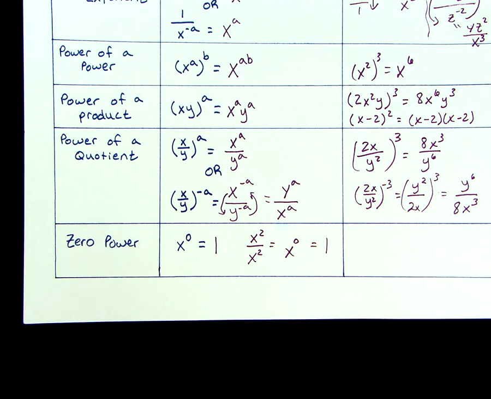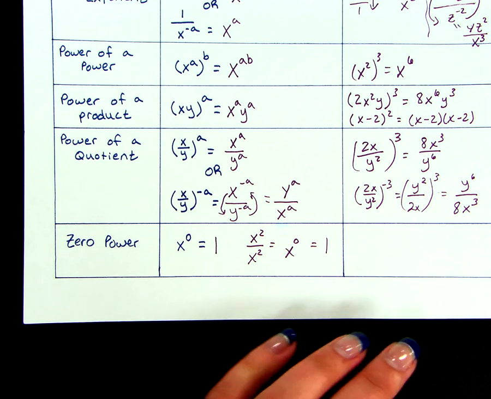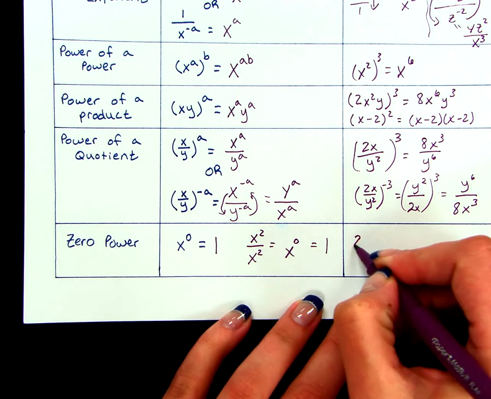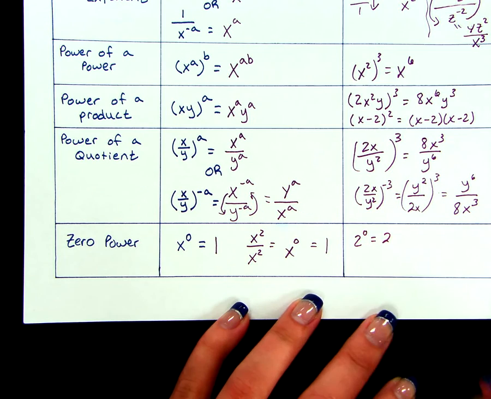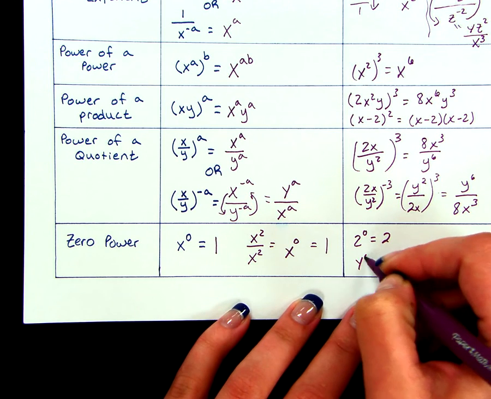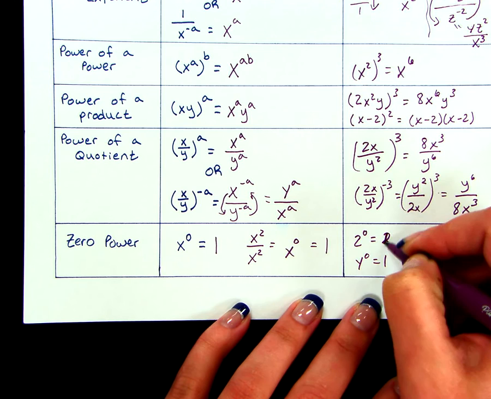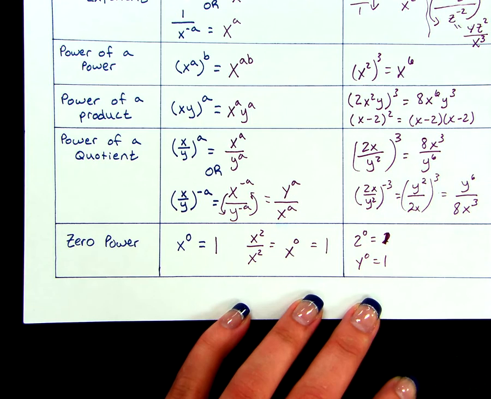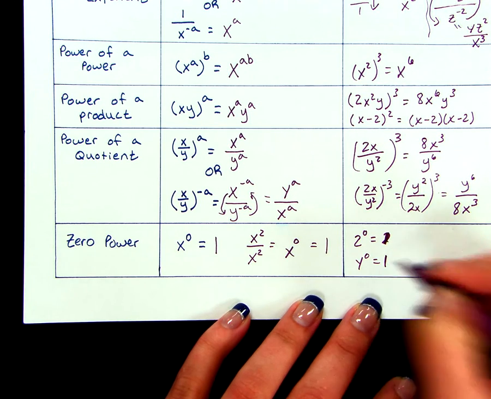So when you're taking something to the 0 power, that's asking you to divide that term by itself. So whether it's a number, so if we have 2 to the 0, that would be, oops, sorry, 2 to the 0 is 1, not 2. Even a variable. Y to the 0 is 1.